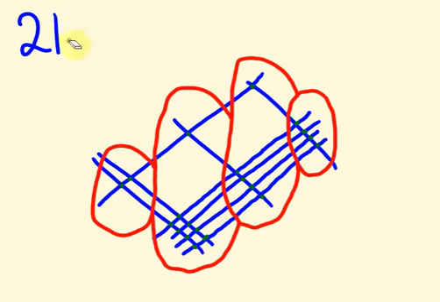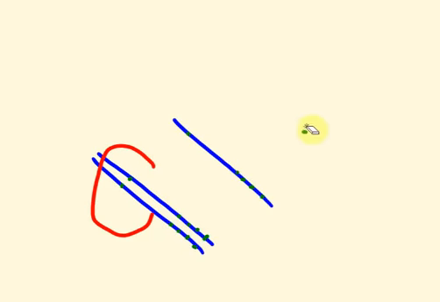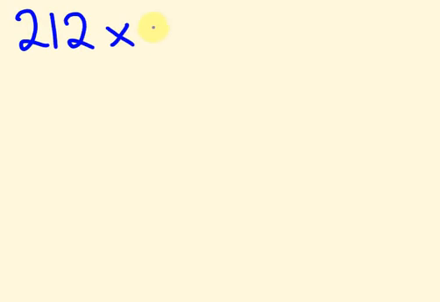I recommend with this one, you pause it and you give it a go and see how you go. All right. The question, I'll give you a very similar one to that, that 3-digit number type thing. What about 212 times 13? Okay, pause it, give it a go.